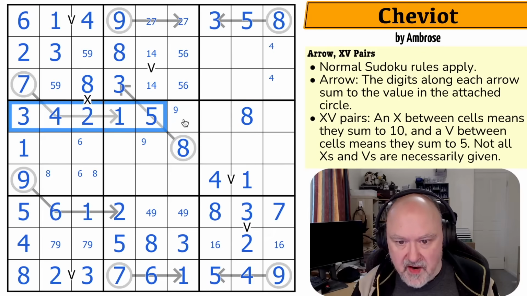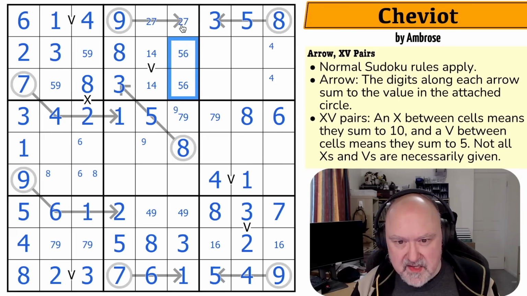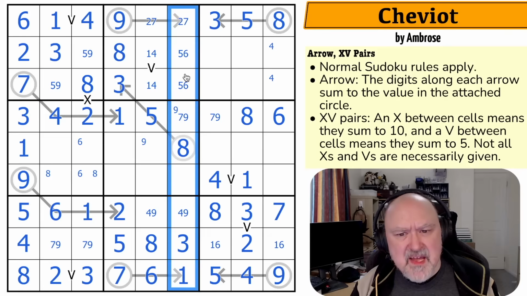1, 2, 3, 4, 5. These are 6, 7, and 9, and there's no 7 or 9 there. That's the 6, and I can take 6 out of those. This is a 7, 9 pair. 5, 6. Is that breaking this column open? Because I'm with... Yeah, where's the 4 in this column?